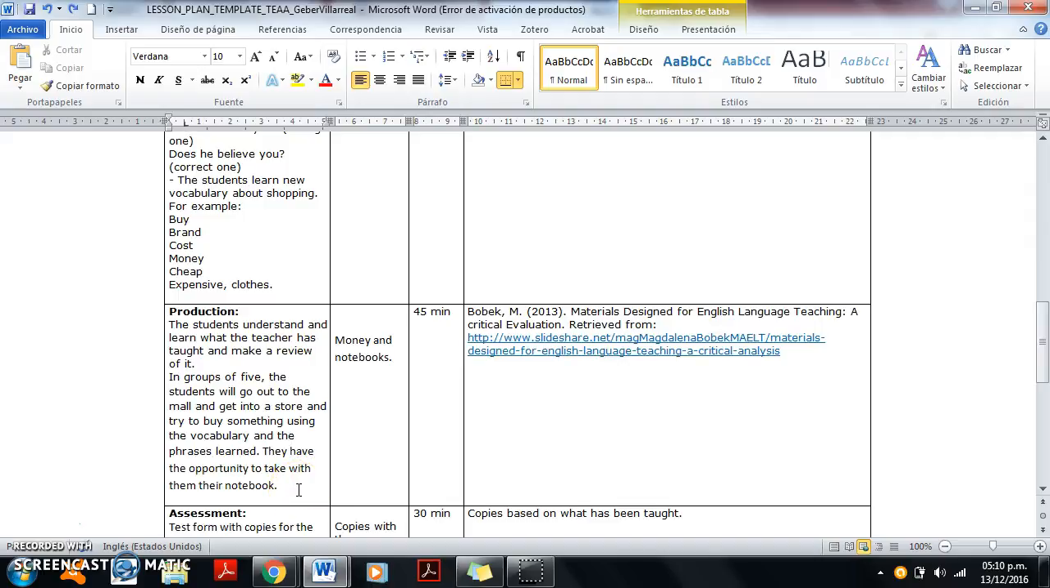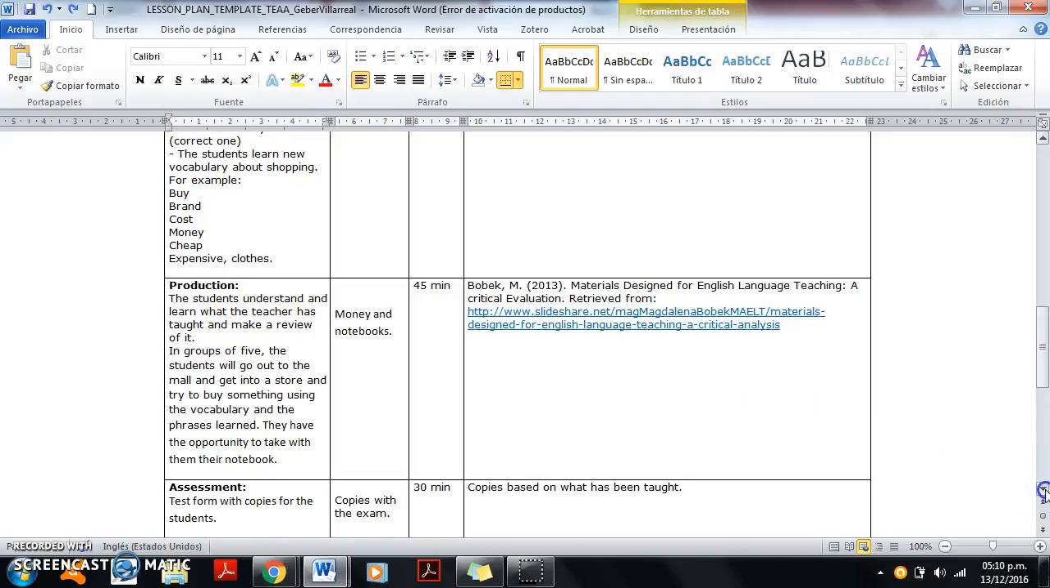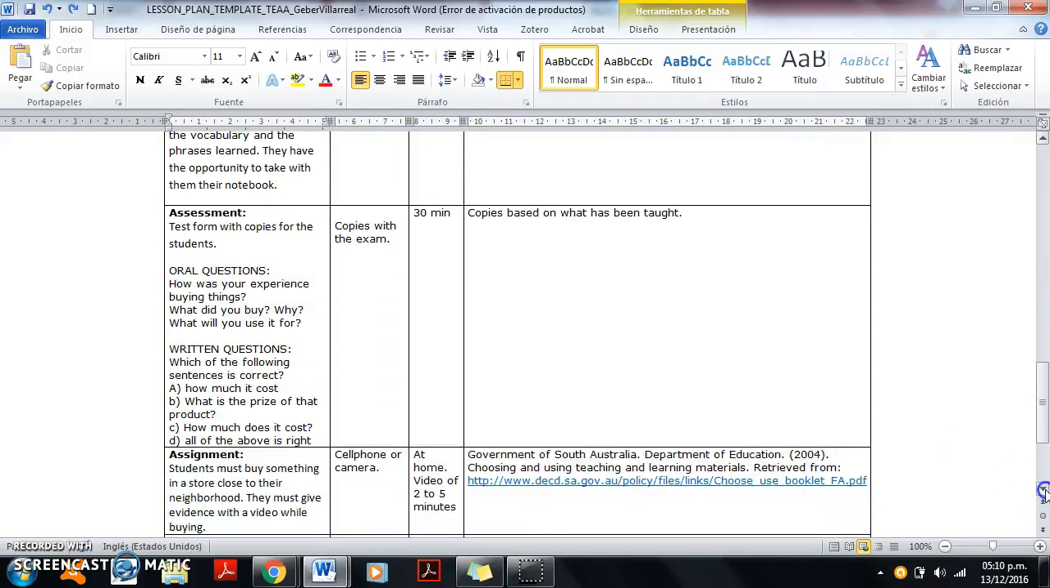Not to the customers, sorry, but to the staff in the store. They have the opportunity to take their notebooks with them so that they can correct themselves and be ready. They will need money and notebooks as well. For this it is 45 minutes, and here is some of the source, based on Materials Design for English Language Teaching, a critical evaluation, and that is my source.